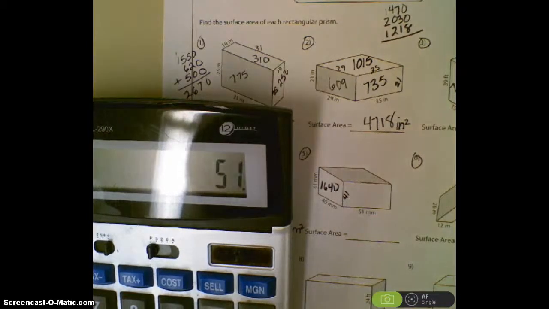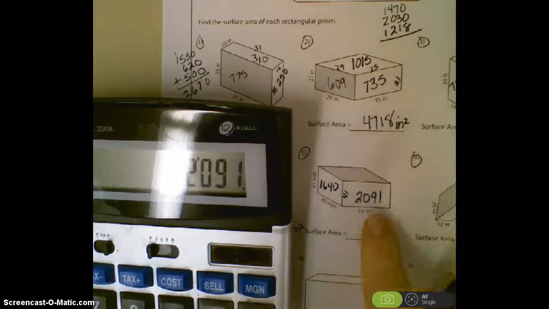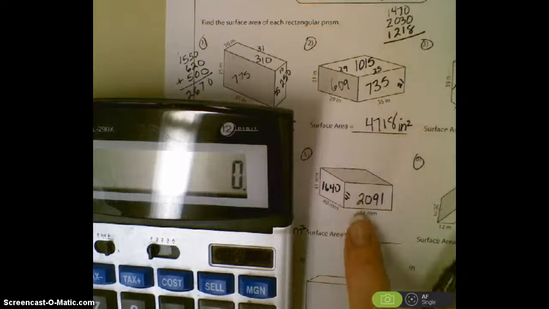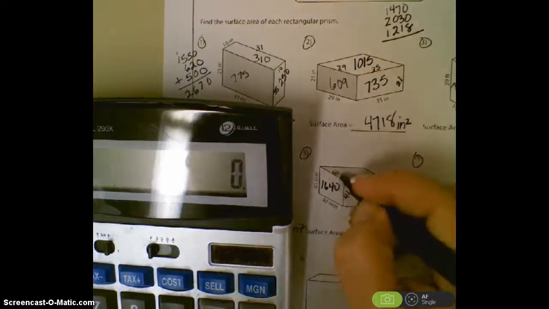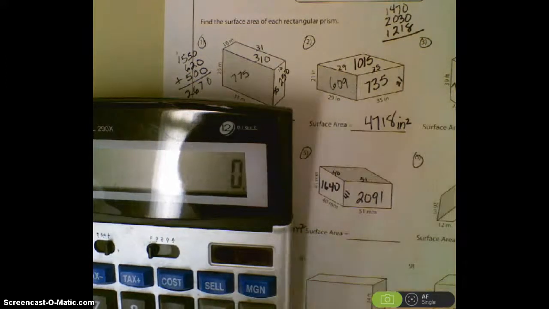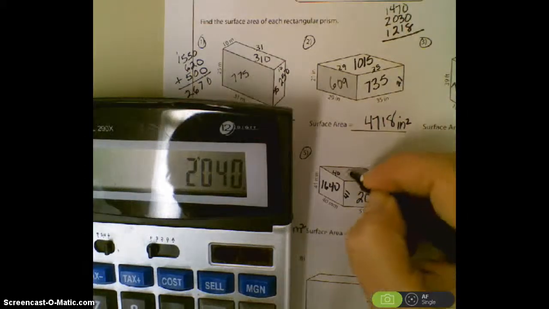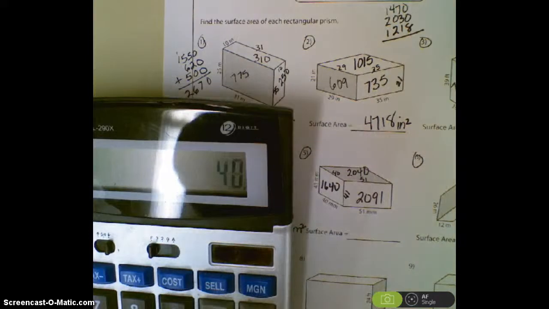Thank you. Times 41 will give us an area here of 2,091. I would multiply it times 2 to get the back side, and then we've got one more to figure out. No dimensions given, so we need to think. This one's 40. This one's 51. So we'll try 40 times 51, and we get 2,040. I'm going to try it one more time because I sometimes make mistakes.